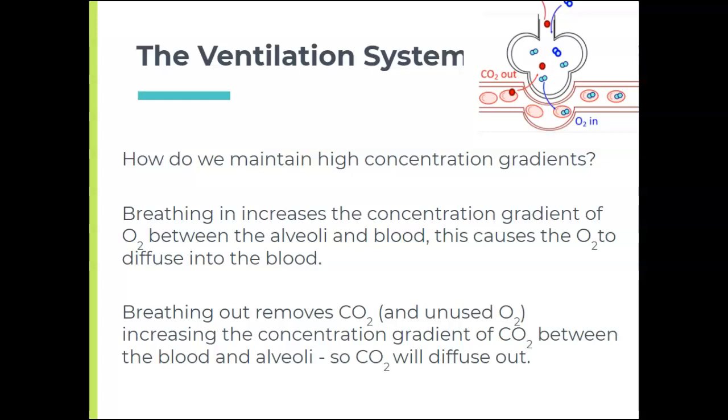Because the O2 gets to be so high in the alveoli, it wants to diffuse to hit equilibrium, so it will diffuse out into the blood. Breathing out removes CO2 and any unused O2, but removes that CO2, which decreases the amount of CO2 in the alveoli and increases the amount in the blood. So there's a difference in the concentration gradient, so CO2 will diffuse out of the blood into the alveoli to hit equilibrium again.